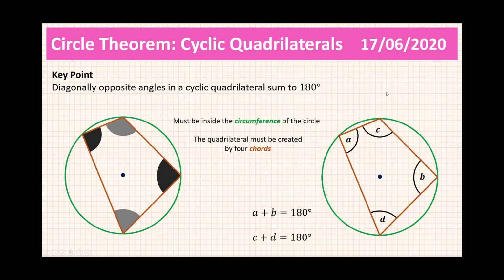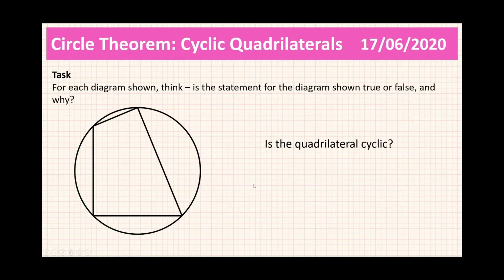So here's what we're going to do for the rest of this lesson. We're going to try and ensure that we can spot cyclic quadrilaterals, because if you can spot cyclic quadrilaterals, we can then spot diagonally opposite angles. So here's going to be your task. You're going to be given a shape. I'm going to ask you to pause the video and then think, is this shape a cyclic quadrilateral? Is this quadrilateral cyclic? Pause the video, have a think.